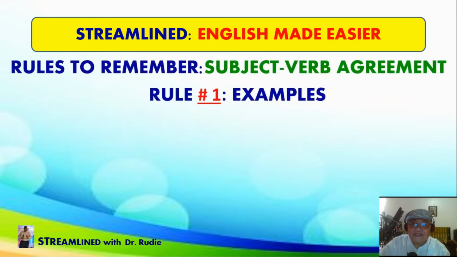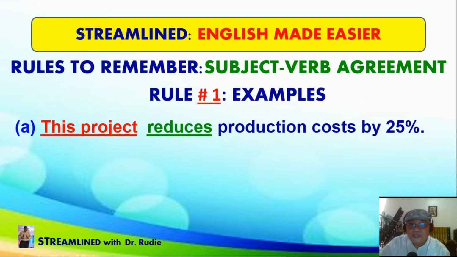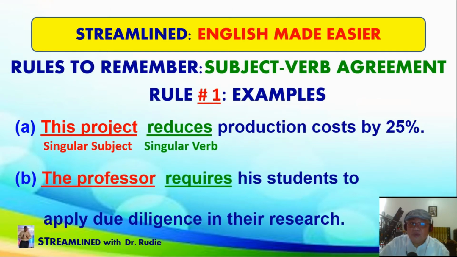Let's take a look at these examples. Number 1, this project reduces production costs by 25%. Our subject is singular, this project. So the verb is reduces with S. Here's another one. The professor requires his students to apply due diligence in their research. Our subject is the professor. It is singular. That's why the verb requires ends with S.